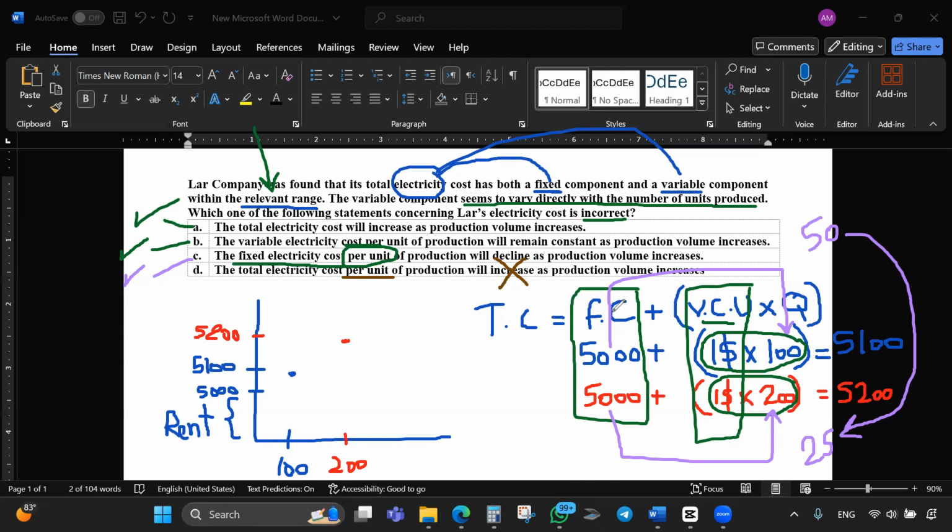And if the fixed cost per unit decreased, accordingly, the total cost per unit will decrease too. Answer D is the incorrect one, which is the solution for this question.